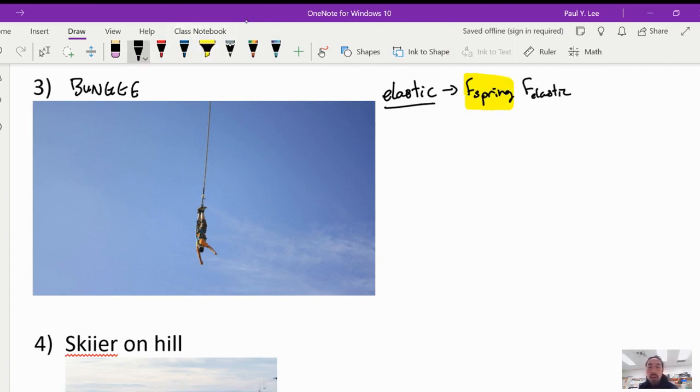Okay, so let's do an interaction diagram for this. And let's say there's no air resistance, no air resistance.